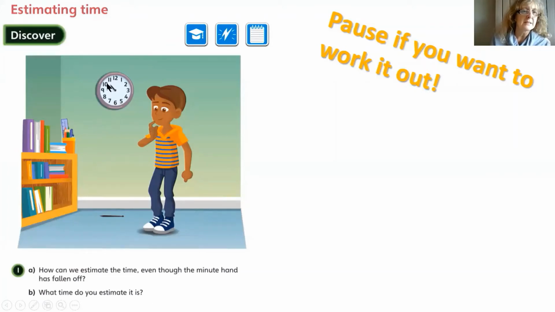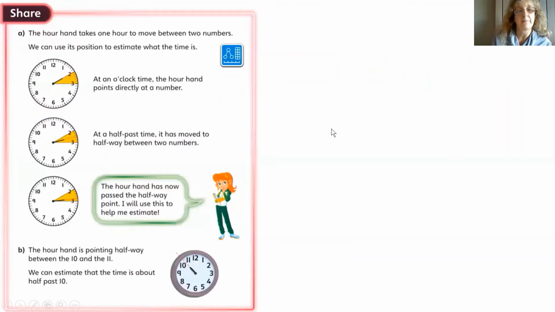Well, we know it's not on the 10 and it's not on the 11. I wonder if you lose your fraction where that is. You paused. Should we check it now? Let's have a look then. The hour hand takes 1 hour to move between 2 numbers. We can use its position to estimate what time it is.